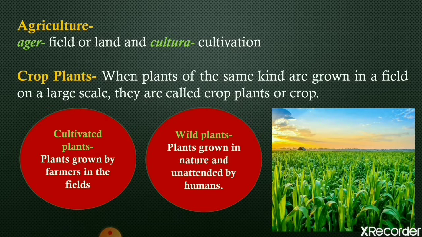In contrast to cultivated plants, wild plants are the plants which grow in nature by themselves, meaning we do not grow them, and they are unattended by human beings, meaning we do not take care of them. We generally do not irrigate them, or give them manures or fertilizers. Such plants are called wild plants. Some of the wild plants are very good for us, meaning they are important for us, we use them. And some plants are completely undesirable, and these plants are called weeds.